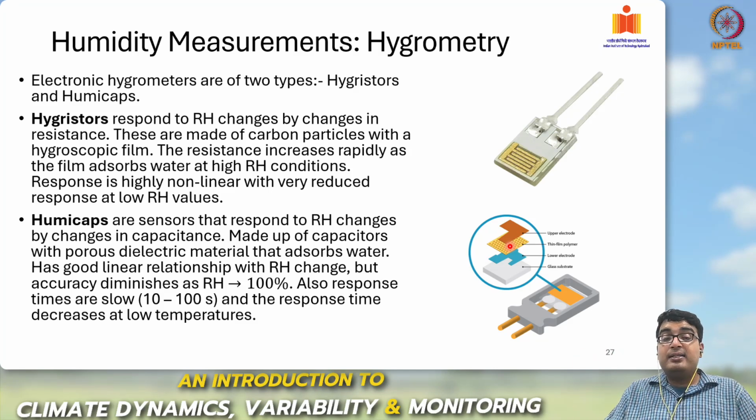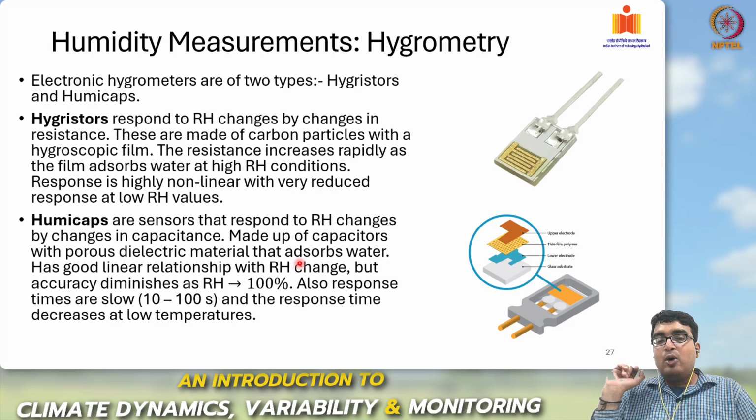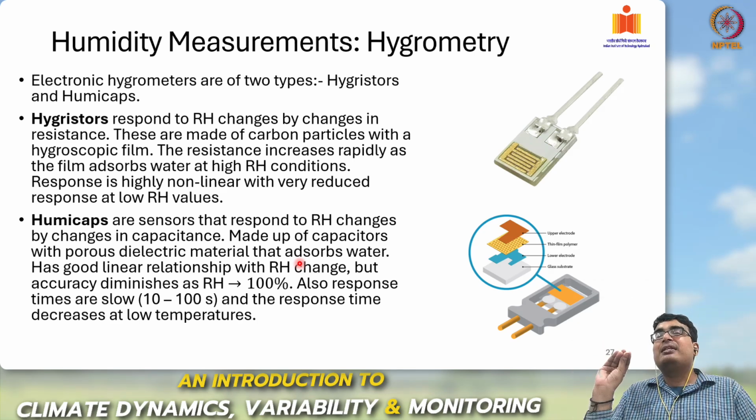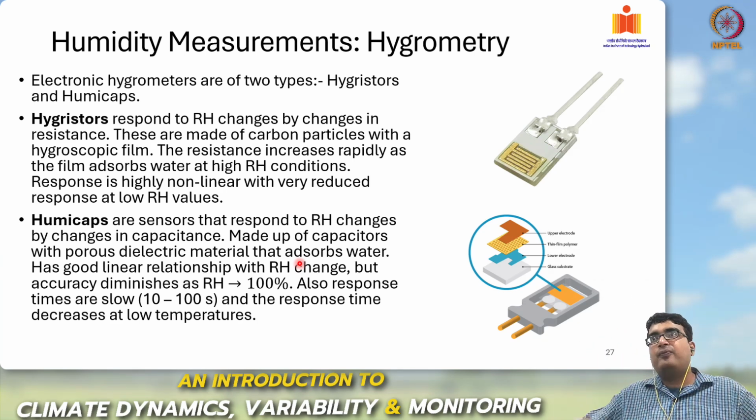One advantage is it has a good linear relationship with relative humidity. So this is one of the few hygrometers where there is a good linear relationship between the capacitance value and the relative humidity value. However, the accuracy of the system diminishes as RH tends to 100%. So at very high relative humidity values, the system becomes less accurate. The spread of the uncertainty increases.